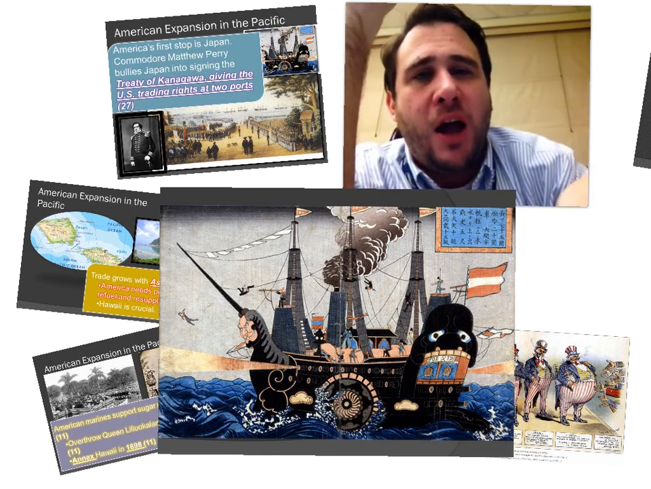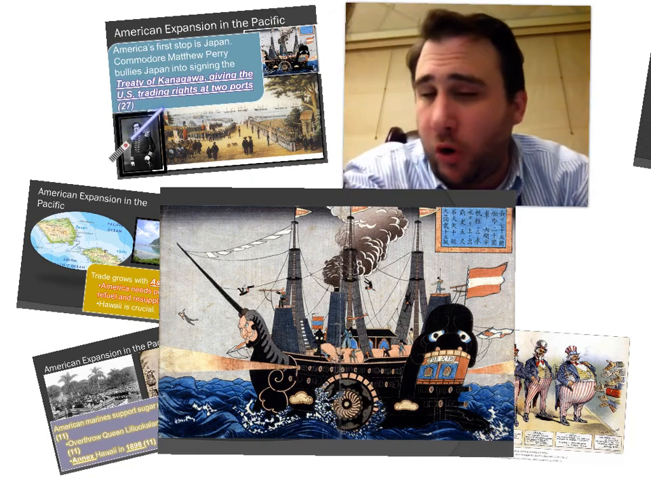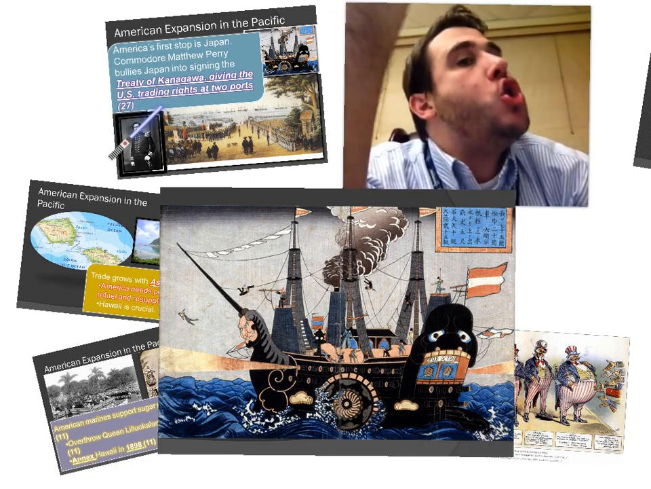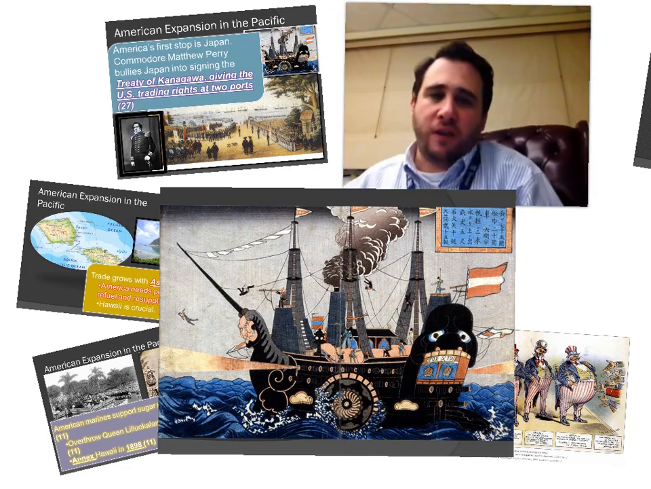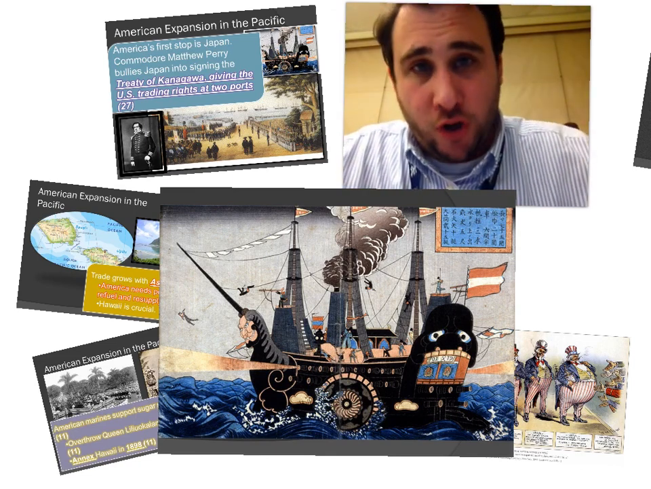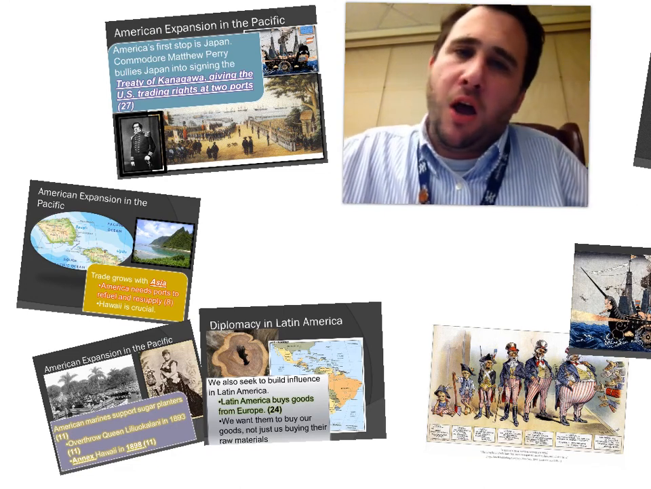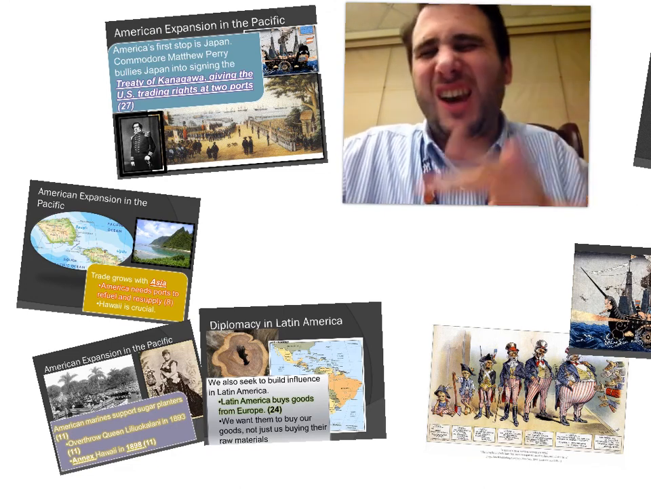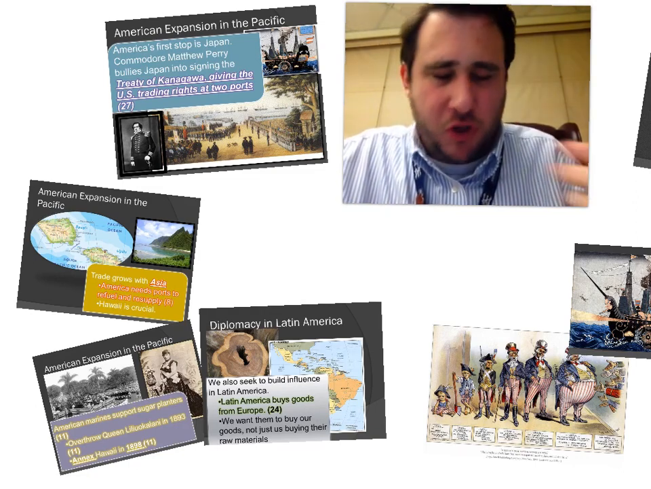Either I sign this Treaty of Kanagawa and give you trading rights at 2 ports in Japan, or you're going to blow us up. And when they agree to sign this Treaty of Kanagawa and give us 2 trading ports to bring our goods in and sell our goods, that's America's kind of real first example of imperialism, where we really kind of make an attempt to force another country to buy the goods that we produce.